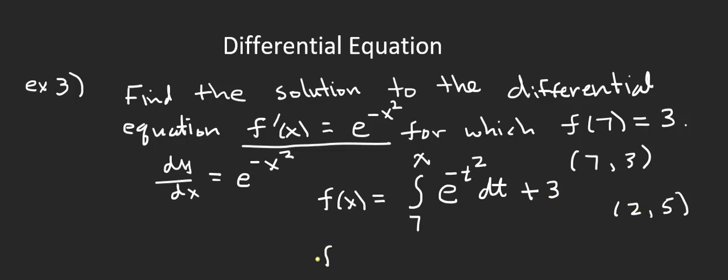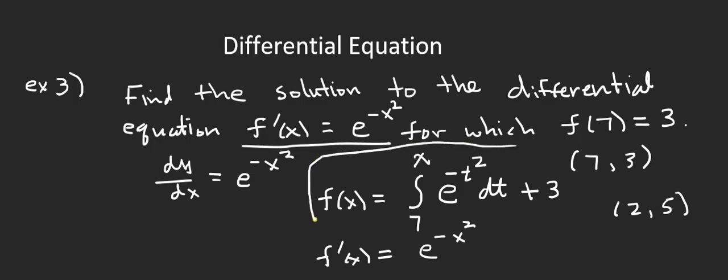Let's take the derivative. What is the derivative, f prime of x? f prime of x is going to be the derivative of this, right? Which is e to the negative x squared. Well, what's the derivative of 3? 0. So we do get back to the original f prime of x. So this is the farthest you could go under a given situation.